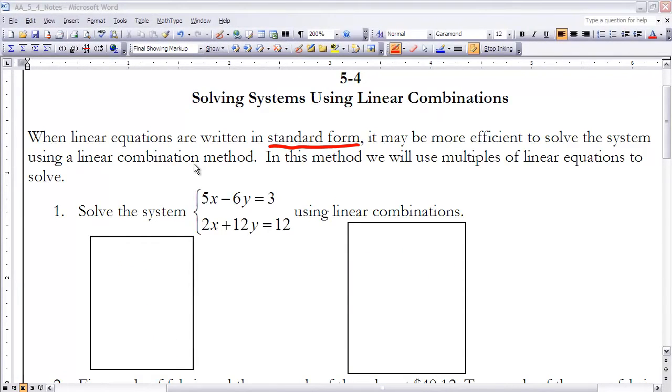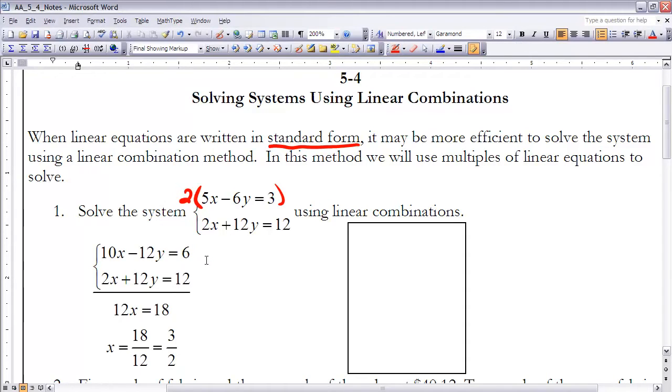Okay, so let's take a look at example 1. It says solve the system 5x minus 6y equals 3 and 2x plus 12y equals 12 using linear combinations. I want to take multiples of these equations such that one of the variables, when I add the two equations together, would be eliminated. I have a negative 6y here and a positive 12y here. So if I multiply this top equation through by 2, both sides, I would end up with a negative 12y, and when I add it to this positive 12y, my y's are going to eliminate. One of the keys to the linear combination method is that we're always looking for a way to eliminate one of the variables.